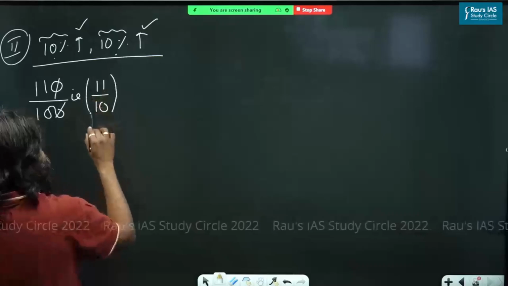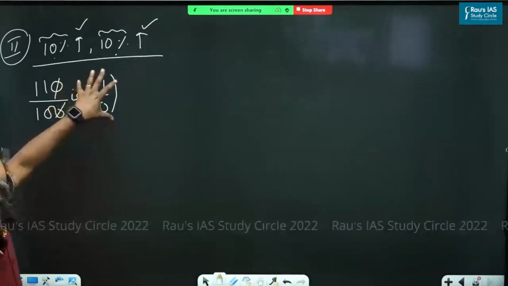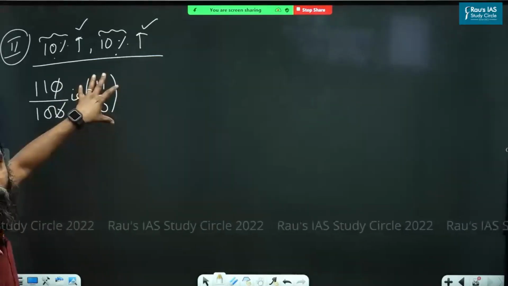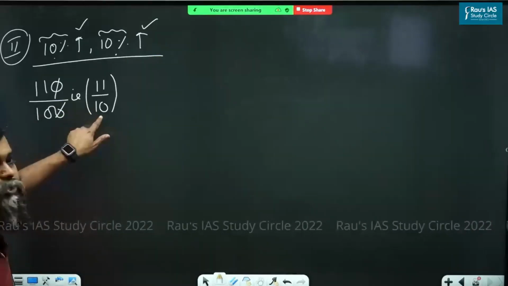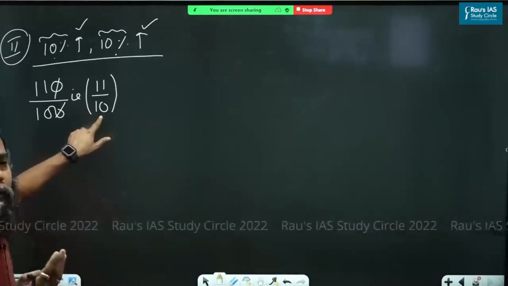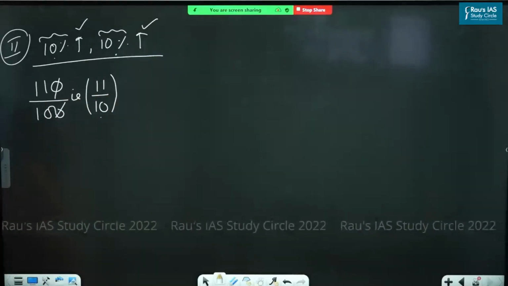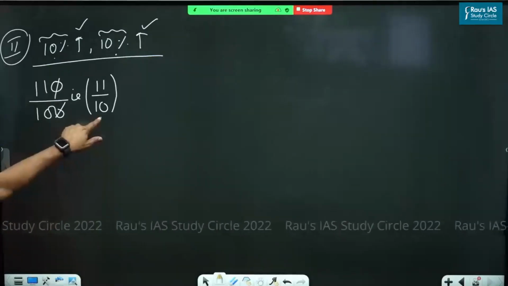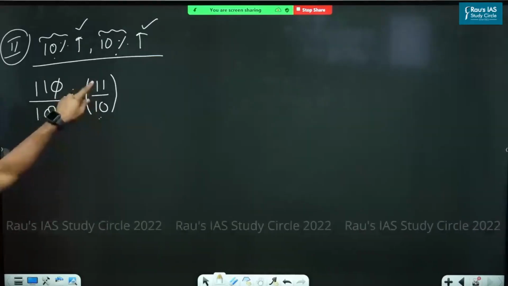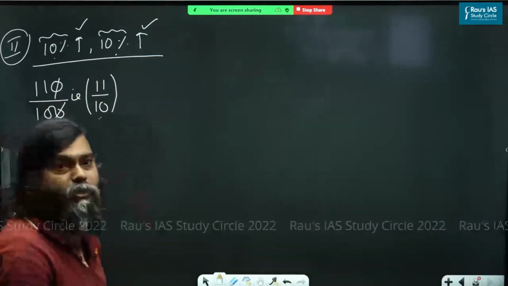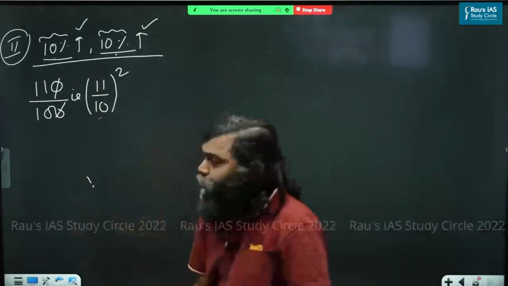What is the meaning of this fraction? After 1 year, this much income I am receiving. What is the meaning of numerator and denominator? If my original income is 10 rupees, after 1 year my income becomes 11 rupees. Or if my original income is 10 units or 10x, after 1 year my income becomes 11 units or 11x. But for how many years does the question say? 2 years, so raise to the power 2.